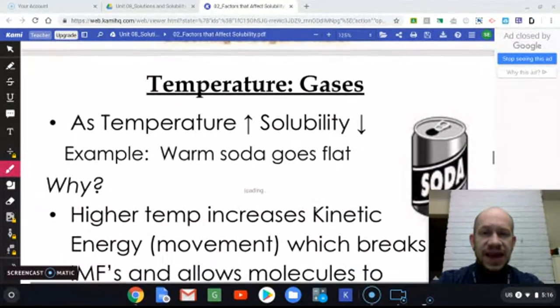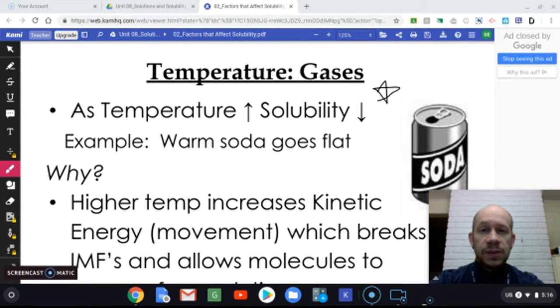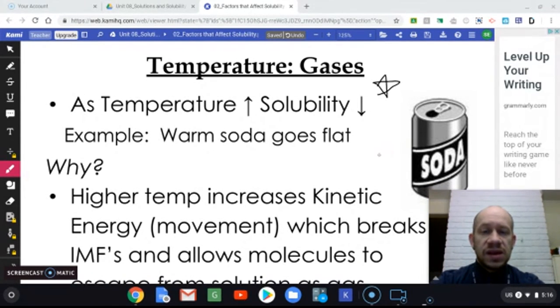Temperature affects gases differently. As temperature increases, the solubility of a gas will decrease. So take note of this. This is really important, and you're going to forget it. The solubility for gases is different. So for example, warm soda goes flat really easily.